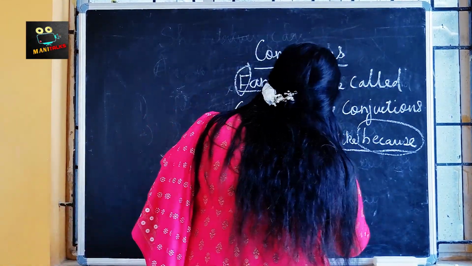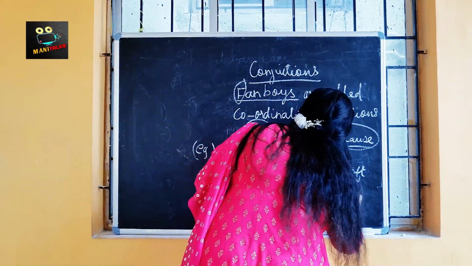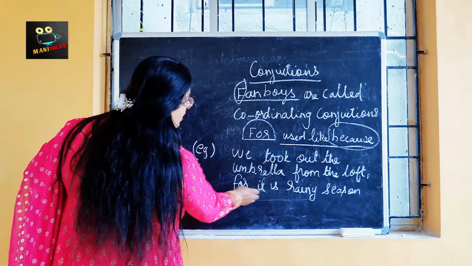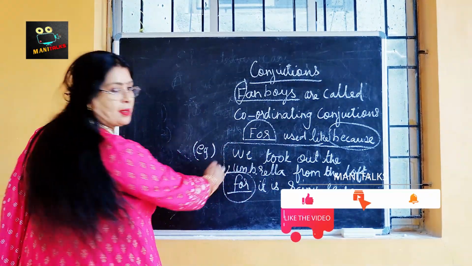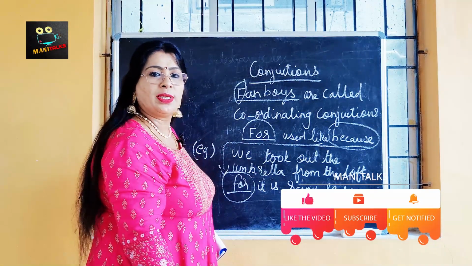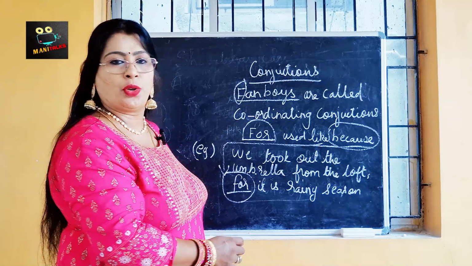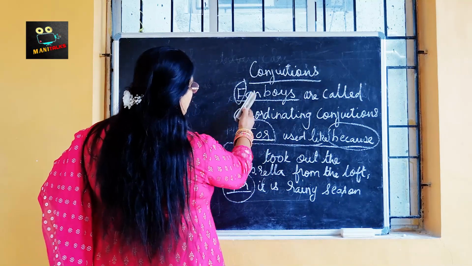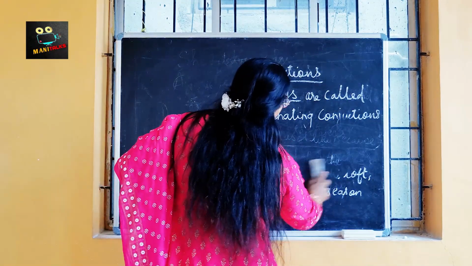For an example, we took out the umbrella from the loft, for it is a rainy season. So for tells you the because of it. So that comes under the sentences. Okay children, okay students, did you understand that? So for is very important for every sentence in our English. Okay. So now, this example I gave you, then we will go with the next word, which is what? A. All this comes under coordinating conjunctions.